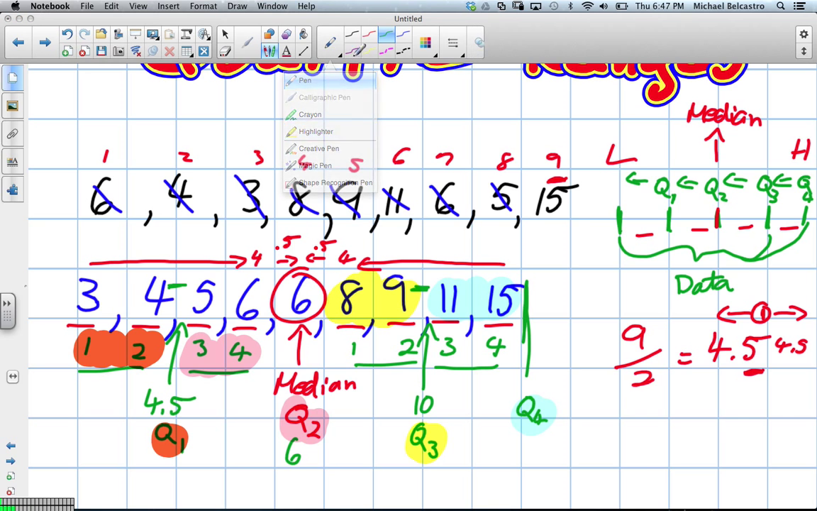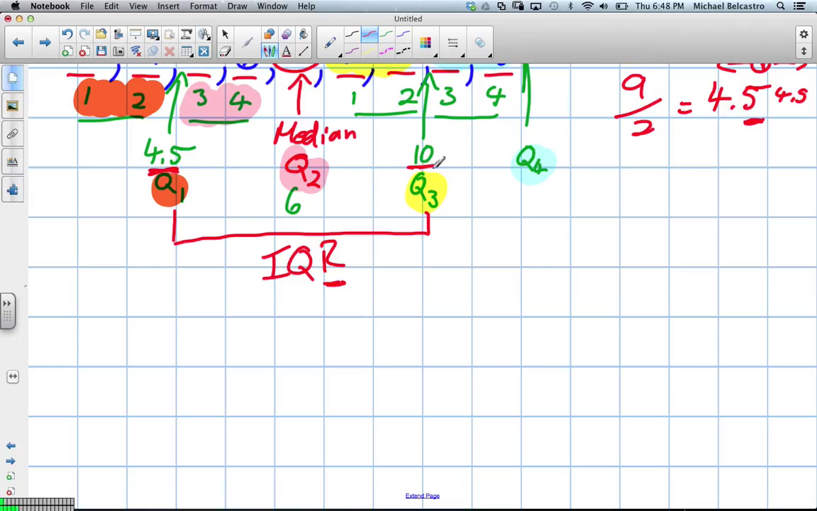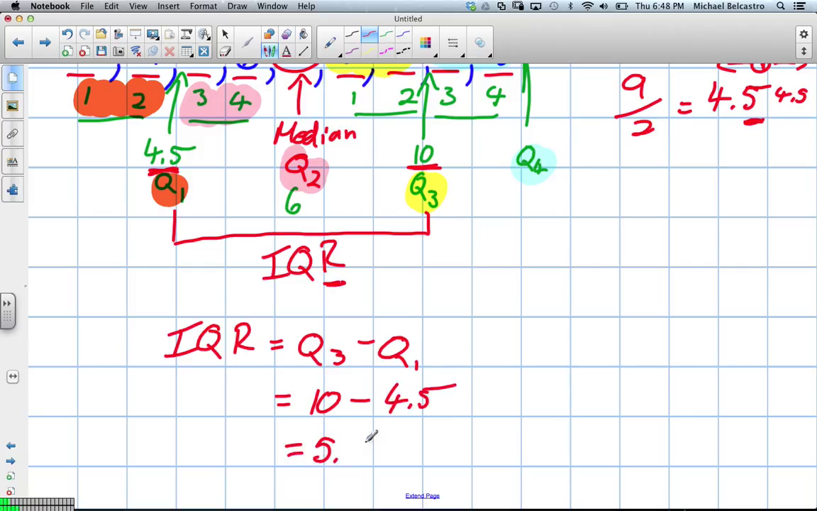Now the interquartile range, usually known as IQR, is actually from Q1 to Q3. This is your IQR, your interquartile range. And to figure out that range value, we need the two values of Q1 and Q3. A range is how far, how many numbers are in between. So to find IQR, we take Q3 and subtract Q1. In this case, that's 10 subtract 4.5, which means we're going to have 5.5 as our interquartile range.